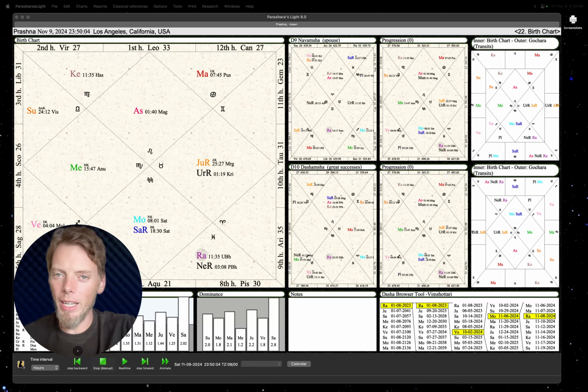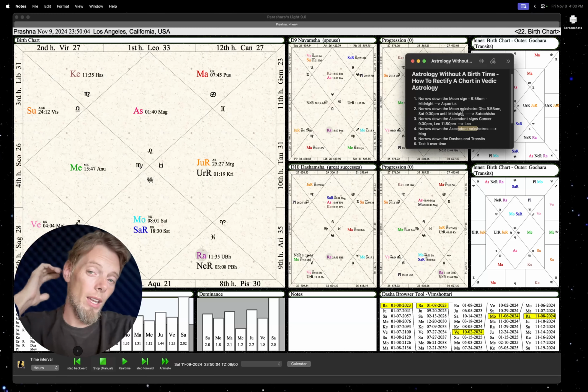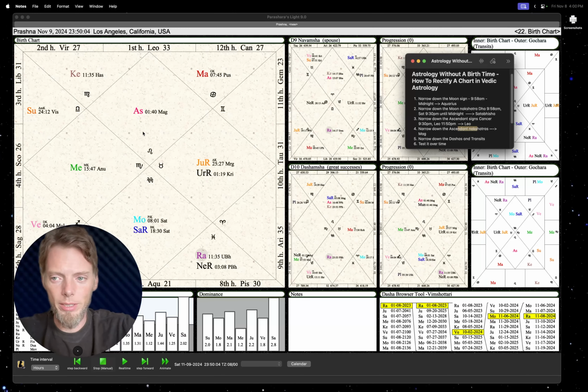So depending on the age of the client, this D9 refinement might be necessary, might not be necessary. And then the final step of 6 here is you just test it over time. So, okay, we went with this. It's the moon in Satabhasha, ascendant in Maga. The D9 is ascendant in Bharani. Watch how it plays out.